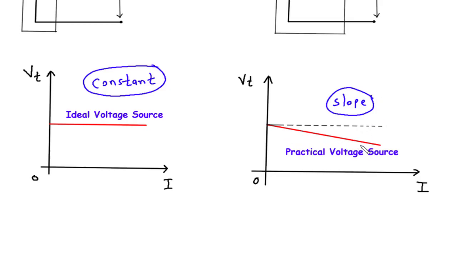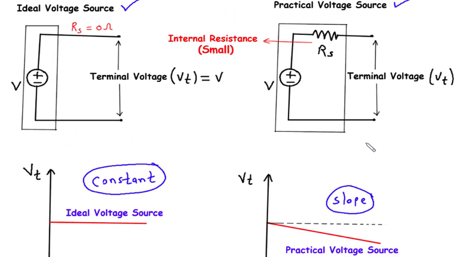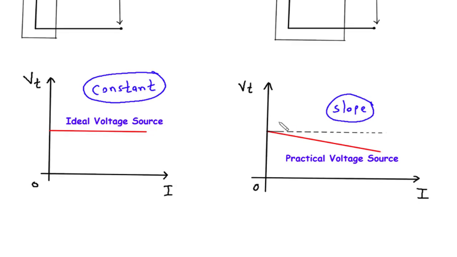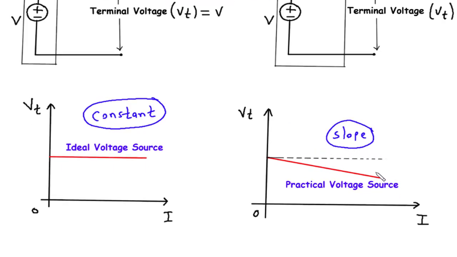As the current flowing through the practical voltage source increases, there is a voltage drop across its internal resistance, Rs. This voltage drop is a result of the resistance dissipating some of the energy as heat. Consequently, the terminal voltage, Vt, decreases slightly as the current increases. The relationship between the current and terminal voltage in a practical voltage source is represented by a sloping line on the characteristics graph. The slope of this line indicates the internal resistance, Rs, of the practical voltage source.